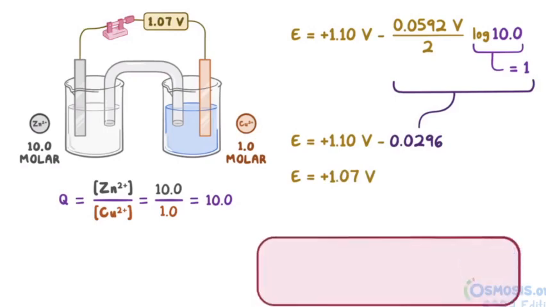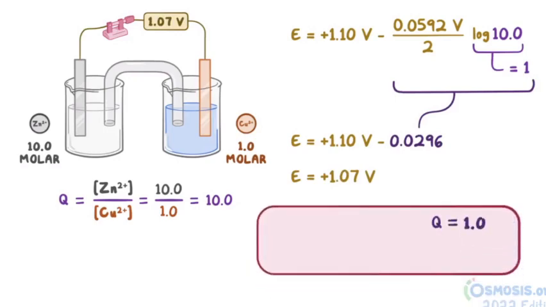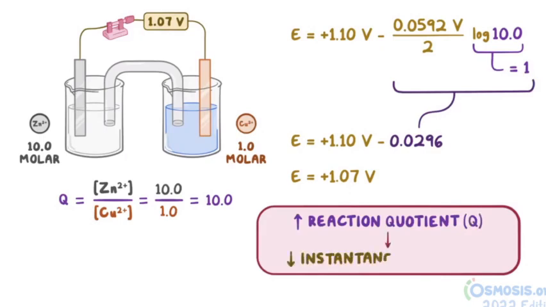Notice what happened this time. When Q was equal to 1, the voltage was 1.10. And when Q was increased to 10, the voltage decreased to 1.07. So, more generally, when you increase the reaction quotient, you decrease the instantaneous voltage.